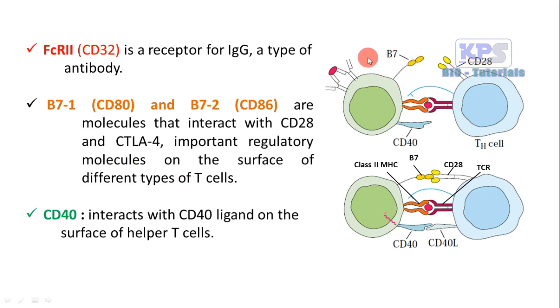On the surface of T cells, there are certain membrane molecules, CD28 and similarly CTLA4. They interact with the B71 and B72, or CD80 and CD86, of the B cell. So the B cell interacts with the T cell with the help of these B71 and B72 surface molecules. Then CD40 is a membrane-bound molecule on the B cell which interacts with the CD40 ligand on the surface of the T helper cell. Here you can see CD40 on the B cell interacts with CD40 ligand on the T cell. So through the CD40 it interacts with the T helper cell.